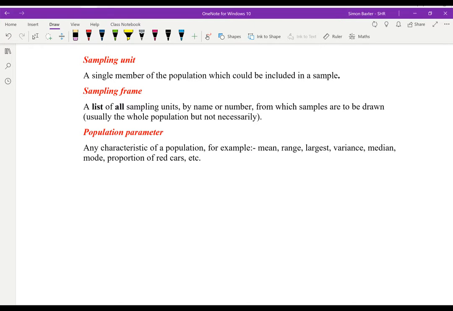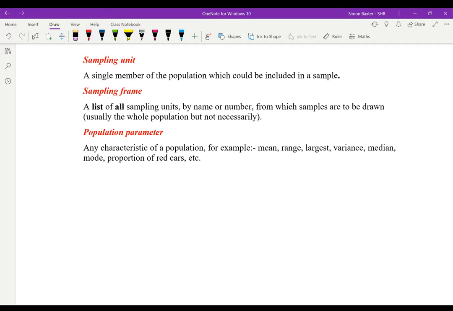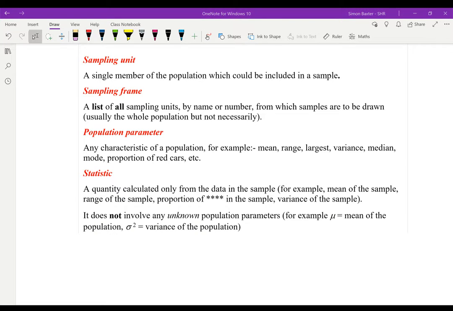We have to know what is meant by a population parameter. This is any characteristic of a population. For instance, it could be the mean of the population. It could be the range of the population. It could be the largest value, the variance, the median, the mode, the proportion of red cars made in a factory, etc. Any characteristic of the population is called a population parameter.